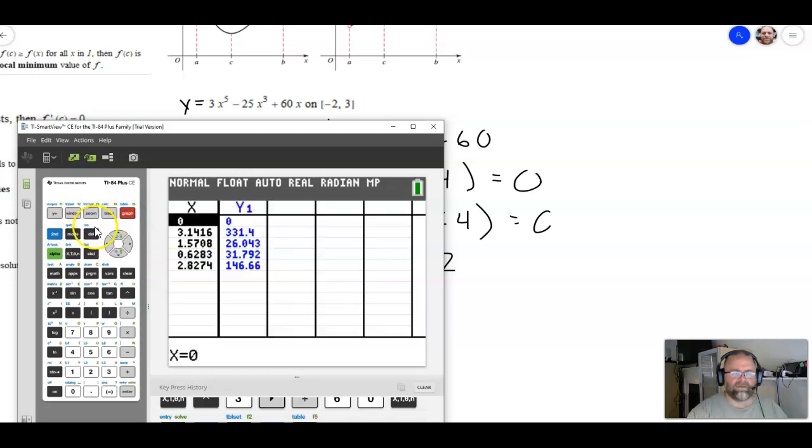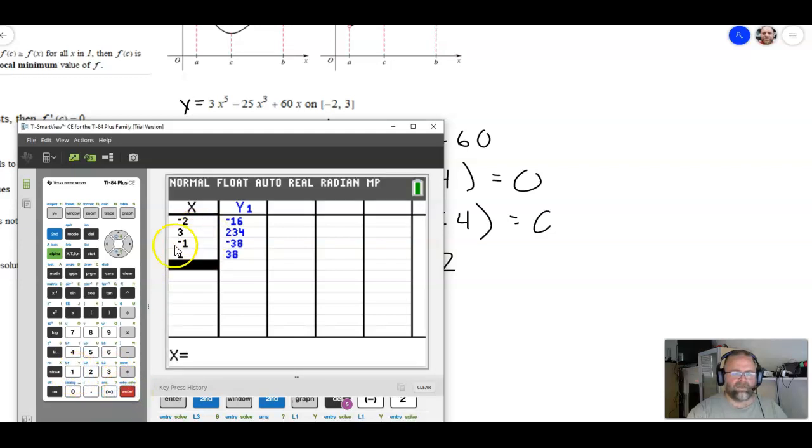So now let's check our table set. Go to our table here. That's the second graph, and I'm going to put all of these values, including the endpoints, in there. So the endpoints are negative 2 and 3. And then our critical values are negative 1, 1, negative 2, but we already have that, and positive 2. All right, so looking at this, the highest y value is when x is equal to 3. So we have an absolute maximum at x equals 3. And then the lowest y value we have is negative 38. So we have an absolute minimum at x equals negative 1.